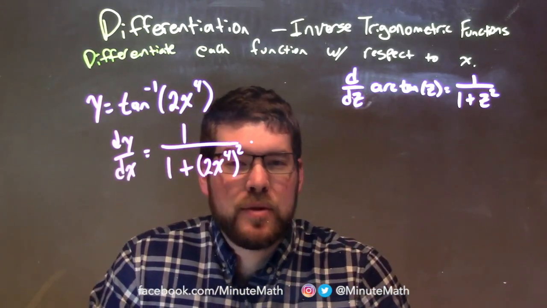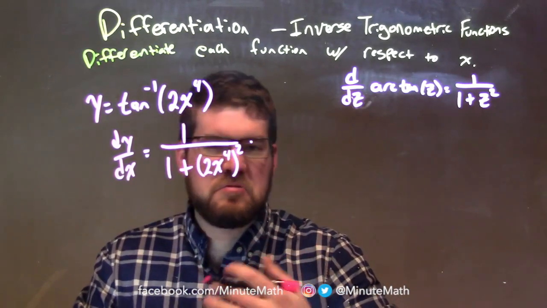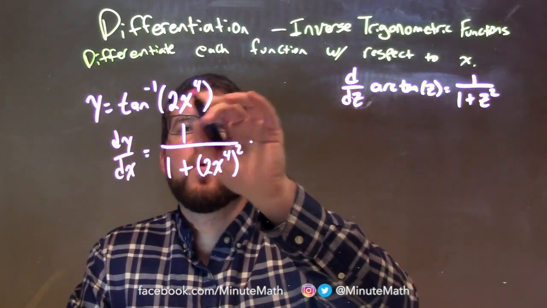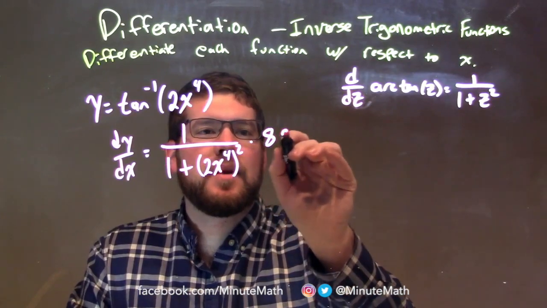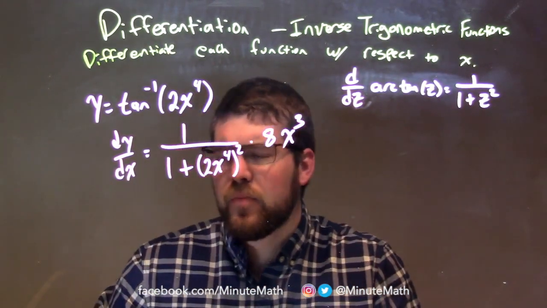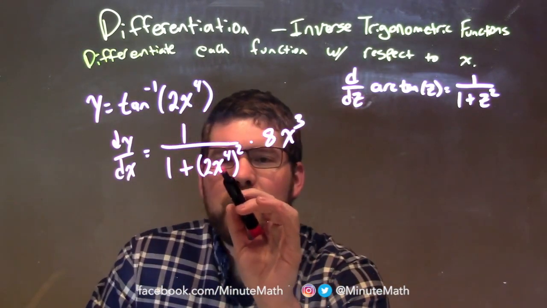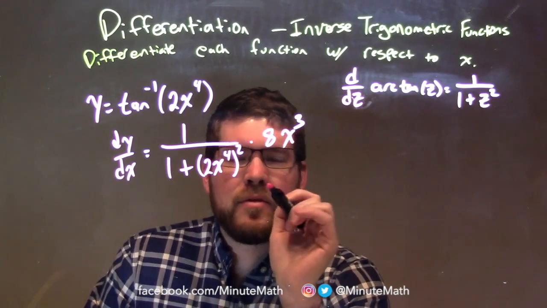Now, we still need to apply the chain rule, the derivative of what's inside the parentheses. This power rule should be easy. 4 times 2 is 8, so we have 8x here, and 4 gets subtracted by 1, to the 3rd power. So dy/dx equals 1 over 1 plus this 2x to the fourth all squared, times 8x to the third.